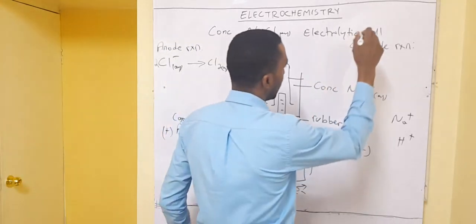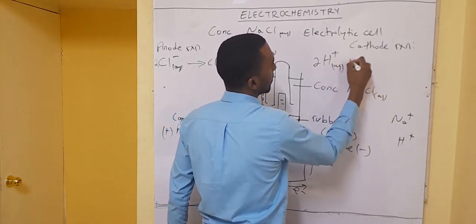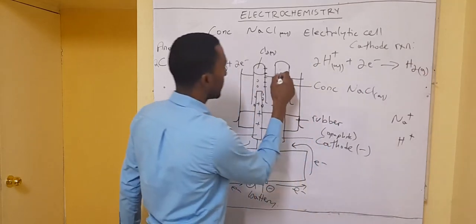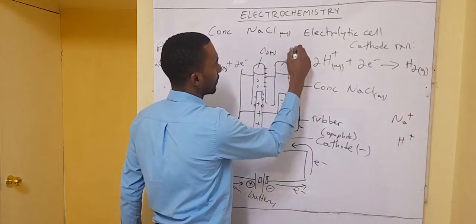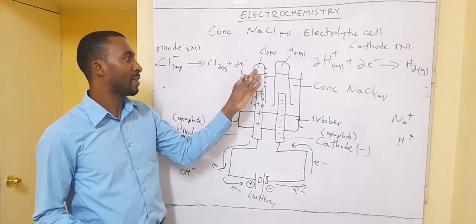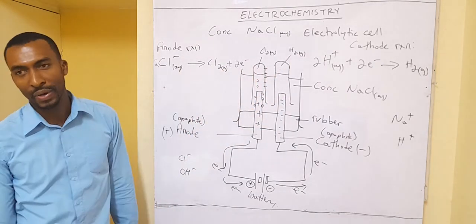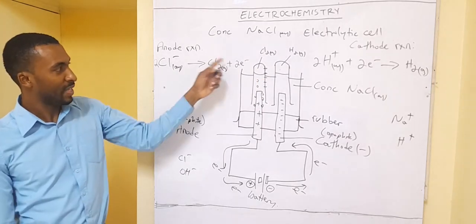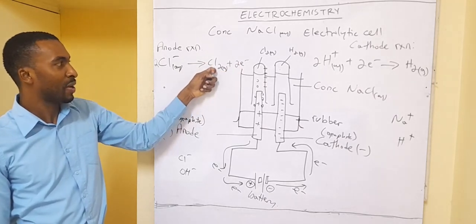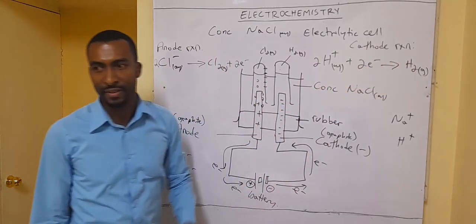So for the cathode it's going to be H plus (aq) plus 2 electrons producing hydrogen gas. So hydrogen gas is going to be produced here. What's going to happen is that gas bubbles will be produced in both of the cylinders, and it's going to be in a 1-to-1 ratio based on the half equations, because 2 moles of electrons discharge 1 mole of chlorine gas over here, and 2 moles of electrons discharge 1 mole of hydrogen gas over there.